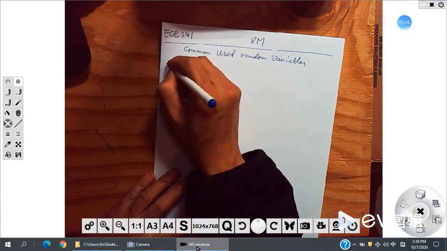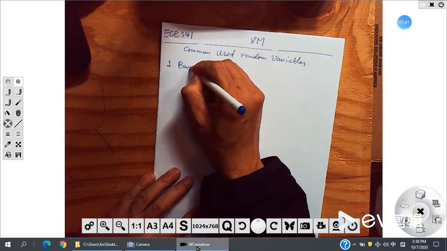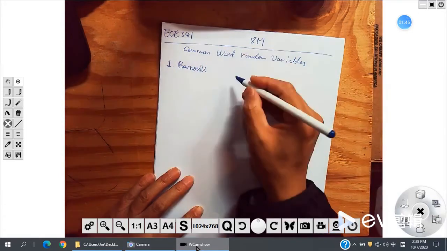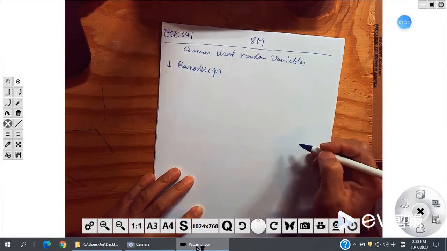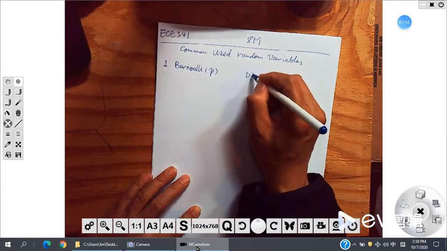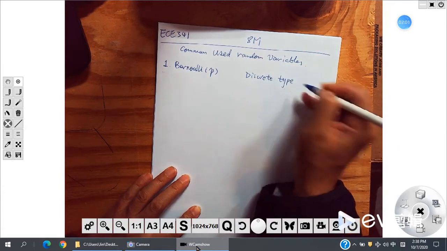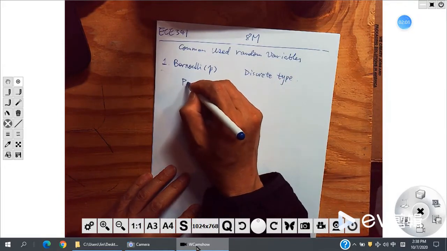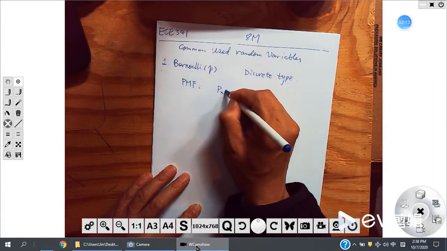The first one we want to discuss is the Bernoulli distribution. Bernoulli, we say P, where P is the probability of 1. So this is the random variable. This is a discrete type, so we have the mass function. Probability mass function is p_X of x.